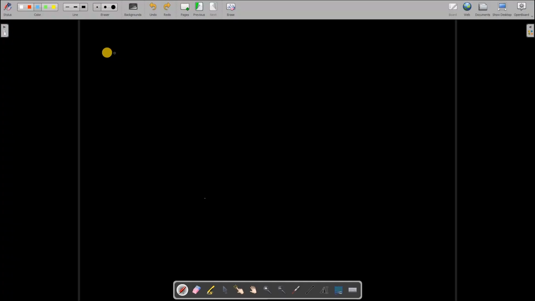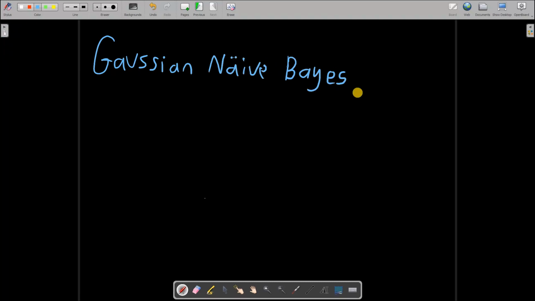Alright, now we are ready to start with our first algorithm, which is called Gaussian naive Bayes, or some people call it bias. Now this is a really simple and nice algorithm. It's very fast and it can do a great job in classification. And it is actually based on the naive Bayes probabilistic algorithm and the Gaussian distribution. And this is of course an algorithm that is categorized as supervised learning.